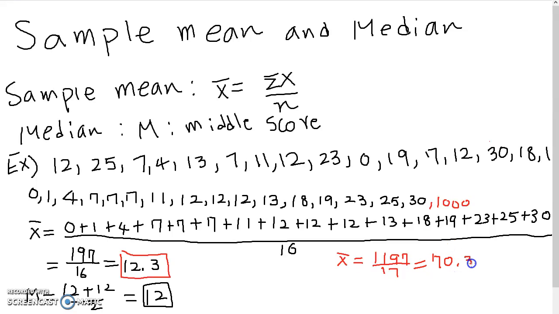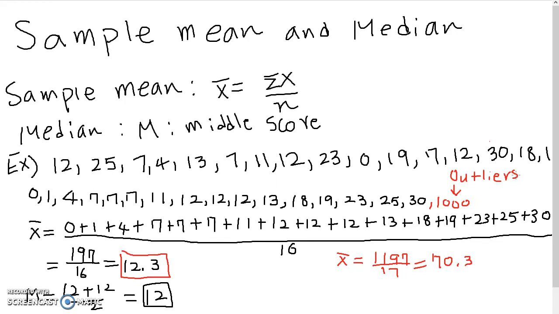So in other words, we call this 1000 an outlier. What outliers do is that they pull the average toward their value. So the sample mean, the average, is going to move toward the outliers. So the sample mean is very sensitive to outliers.